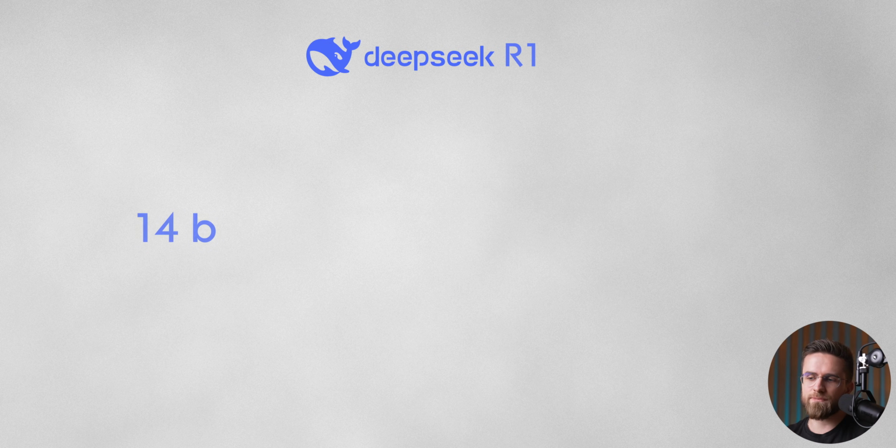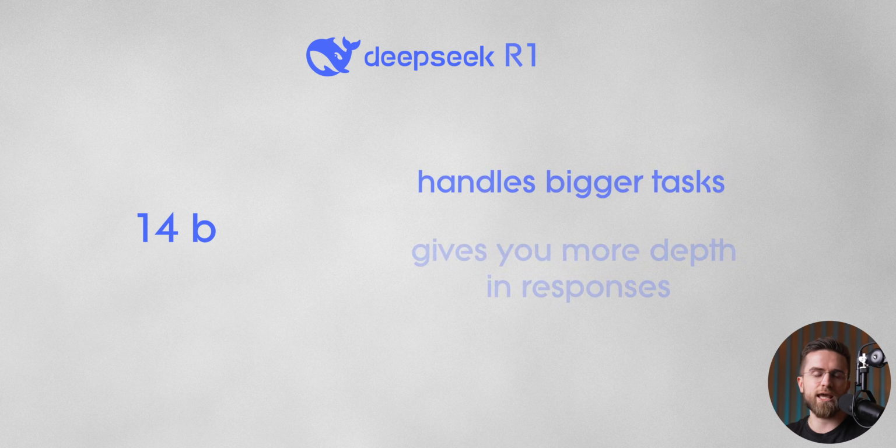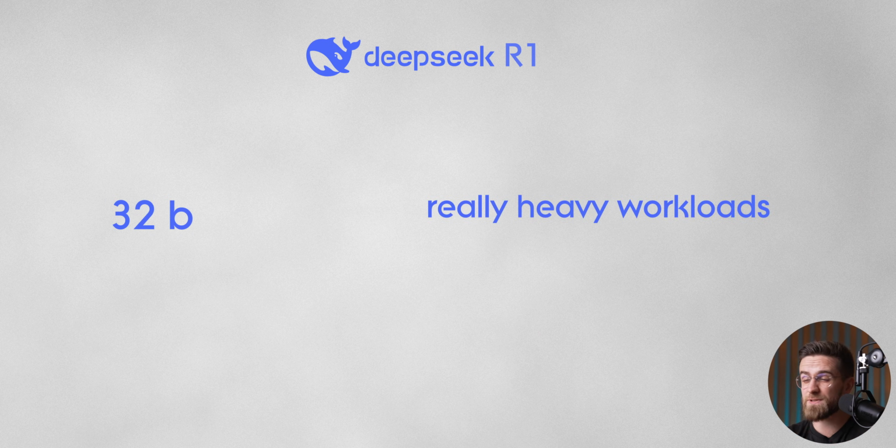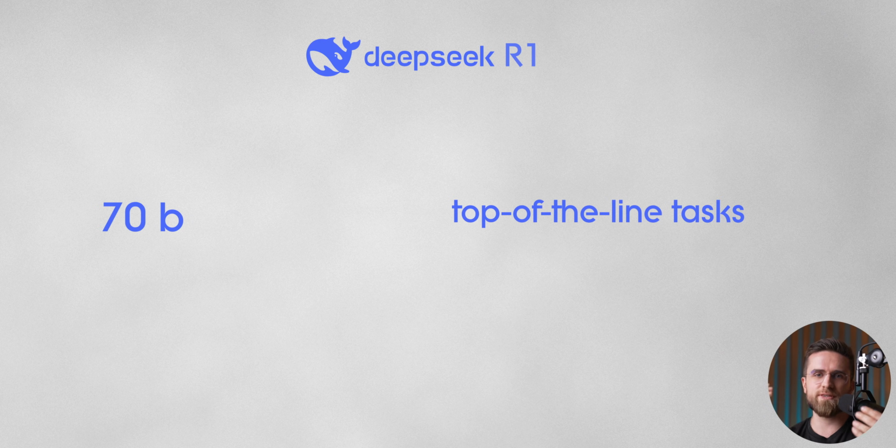Then you've got 14B, which handles bigger tasks and gives you more depth in responses. For the really heavy workloads, there's the 32B, and for the absolute top of the line tasks, there's the 70B model. That's where things get really intense, so you will need a rig that can keep up. Each model also has a specific storage size, so be sure you've got enough space on your hard drive.